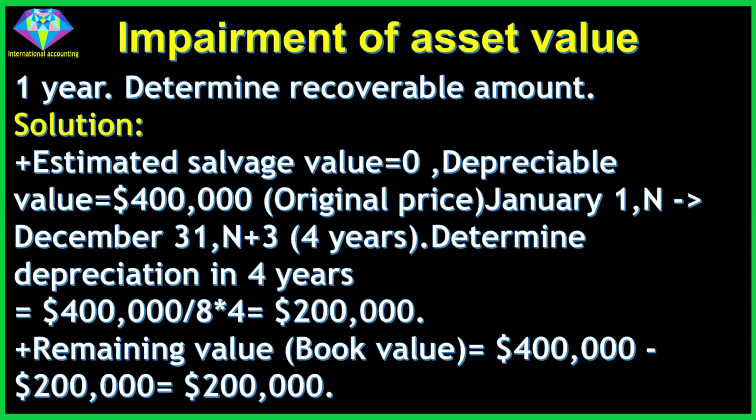Solution. Estimated salvage value equals 0. Depreciable value equals $400,000. Original price, January 1st, N, to December 31st, N+3, 4 years. Depreciation in 4 years equals $400,000 divided by 8 multiplied by 4 equals $200,000. Remaining value, book value, equals $400,000 minus $200,000 equals $200,000.